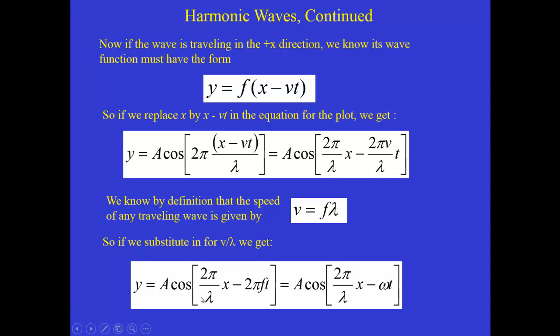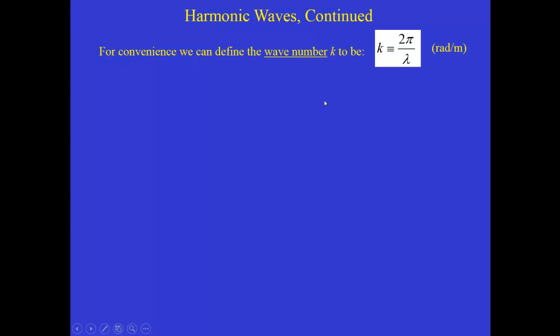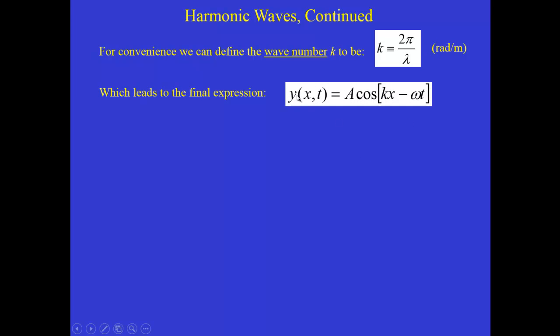All right, so now we have the general wave function written like this, and there's one more term that we're going to define. We're going to define something called the wave number, which is usually done just for convenience in mathematical descriptions of waves. So k, the wave number, is defined to be 2 pi over the wavelength, and it has these units radians per meter. So if we make that definition, then our final expression for the wave function is A cosine of kx minus omega t. The k was where we had the 2 pi over lambda previously. So there's a nice compact form.